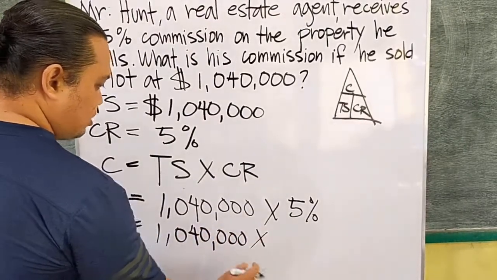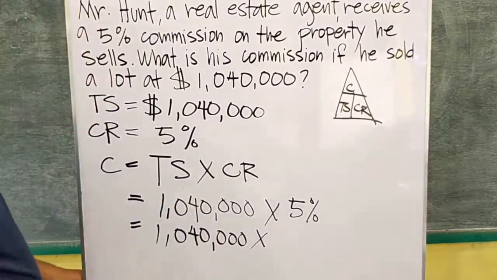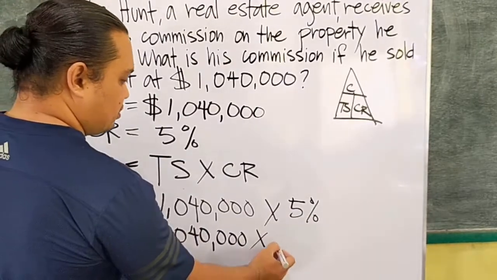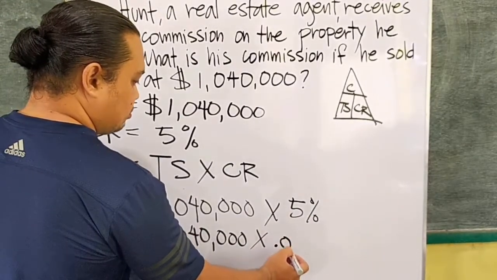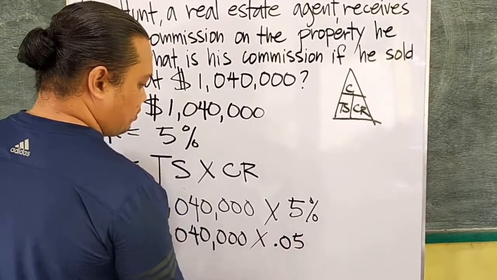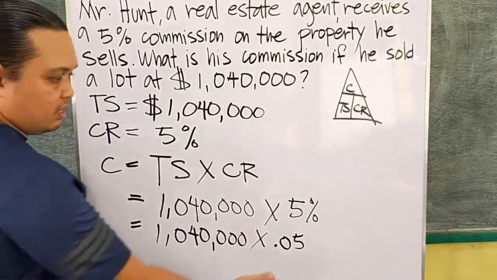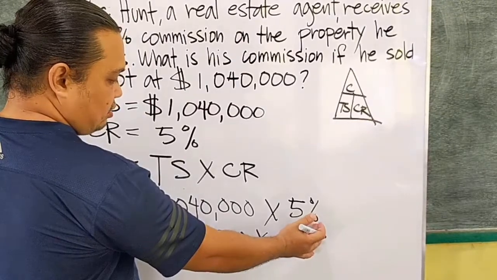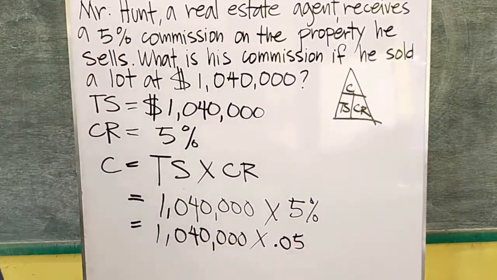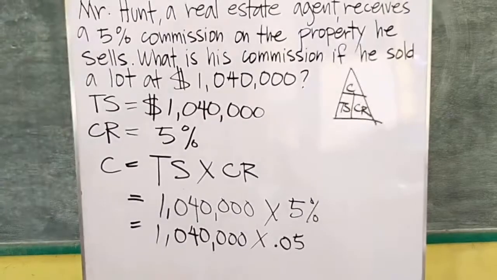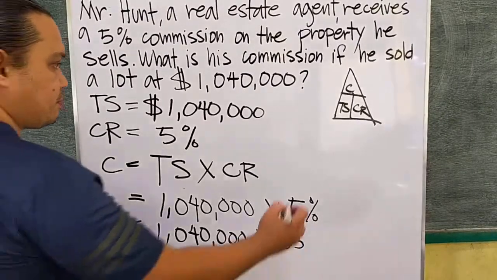And change percent into a decimal number by moving the percent sign 2 steps to the left. That would be 0.05, because we have moved the percent sign 2 steps to the left. So we are now multiplying a whole number by a decimal number. Let's do that.